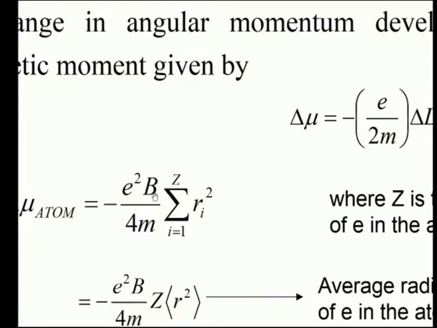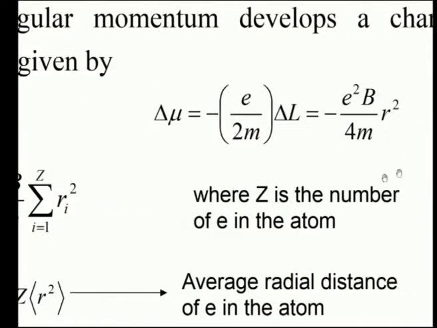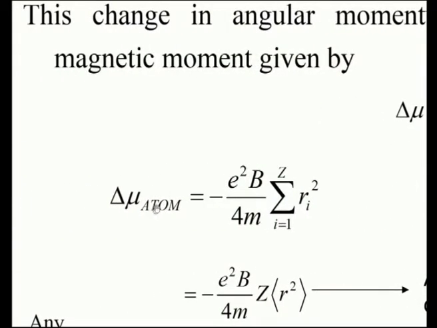For all electrons B is common, but R is not common, the orbiting radius is not common. So if you sum over this quantity for all electrons, then for every electron the orbital radius varies, and hence the summation has to be carried out for this R, and we put an index I to represent the electron. If we have Z number of electrons, then this should be summed over for all Z electrons. So we have this one where Z is the number of electrons in the atom.